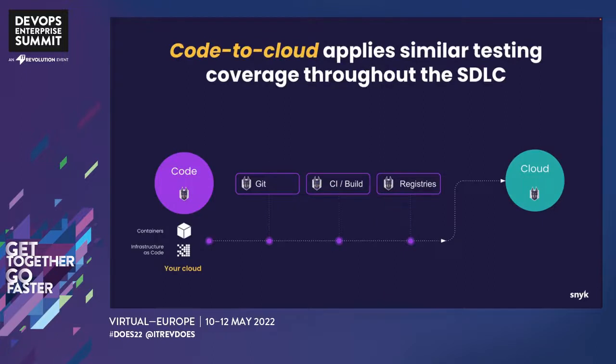However, we don't always treat our cloud that way. In fact, a lot of times with the cloud, we start at the other end. We start at the cloud and we look at what's deployed there. And we've got to make that connection back to code. That's really, really important. Now, we're seeing more and more coverage that goes from code to cloud, meaning we can check things in both places.